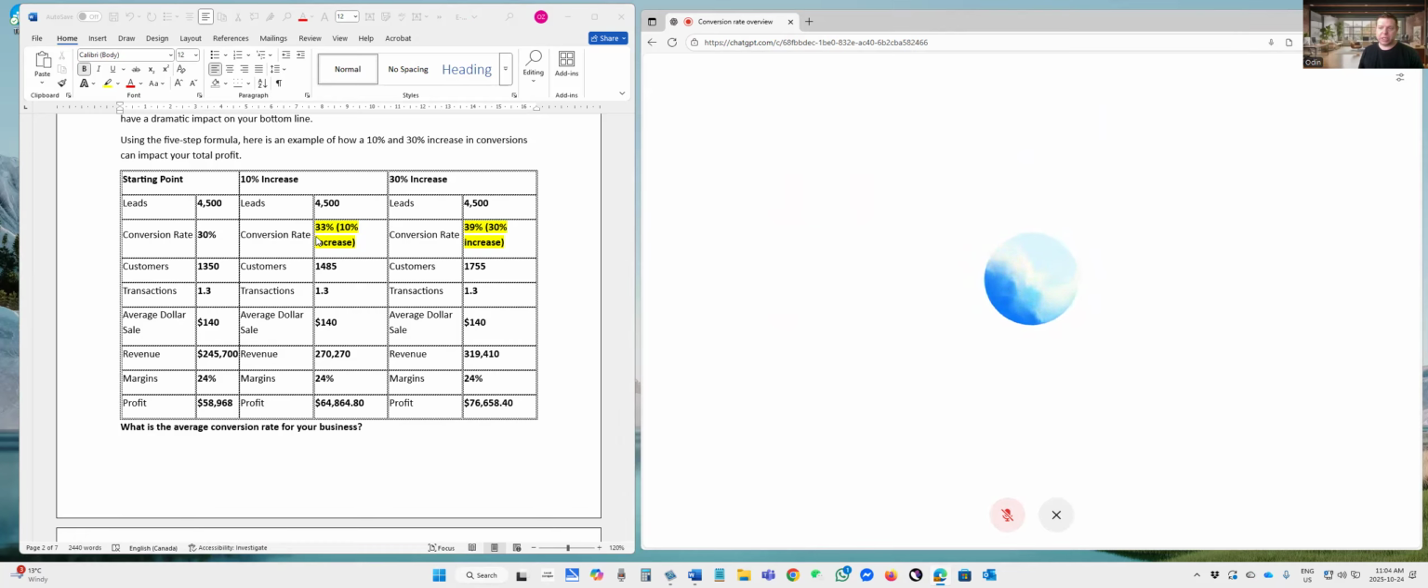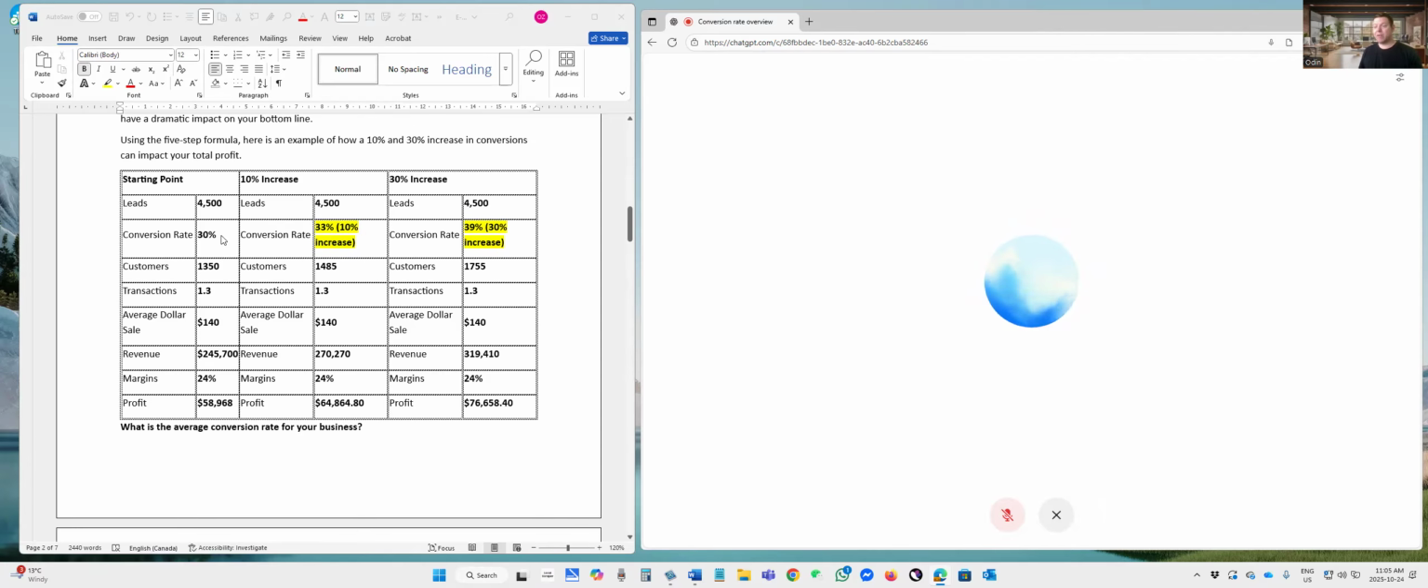All we're doing is we're just increasing the conversion rate. You can see that the customer numbers go up by the increase, although our leads haven't gone up whatsoever. And the dollar value stayed the same, and the revenue's gone up, obviously, because we get more customers based on just working on our sales process or conversion process. You can see that we go from about $60,000 to about $75,000 with just a small 10% increase and a small 30% increase on those conversion rates.